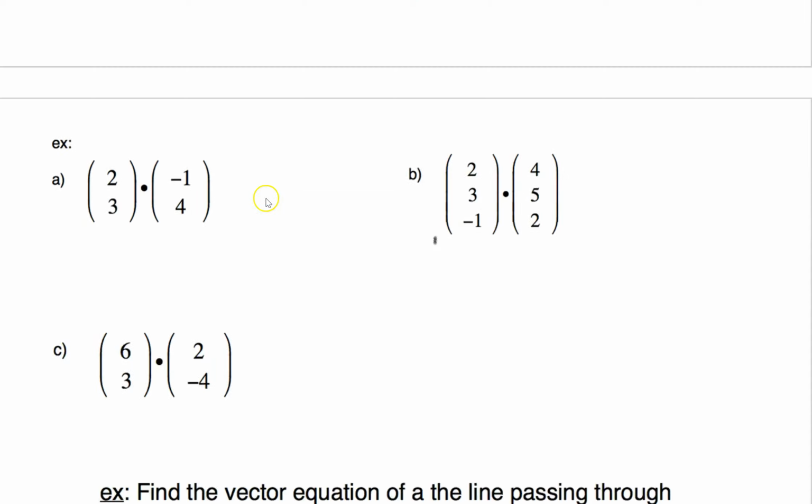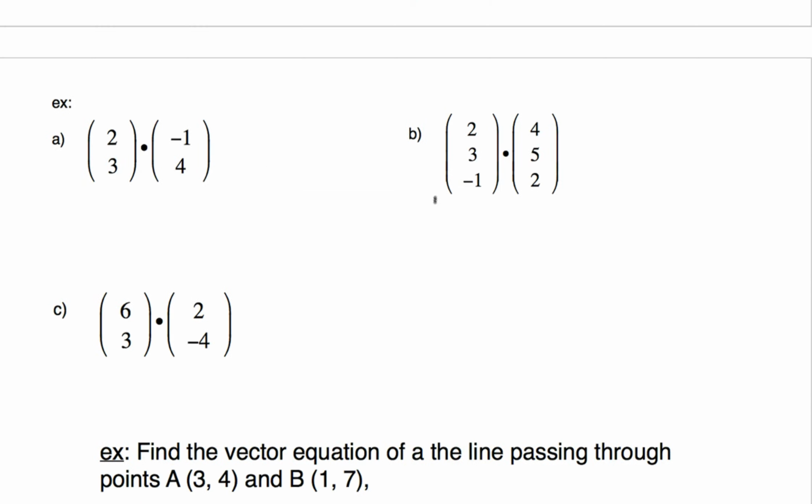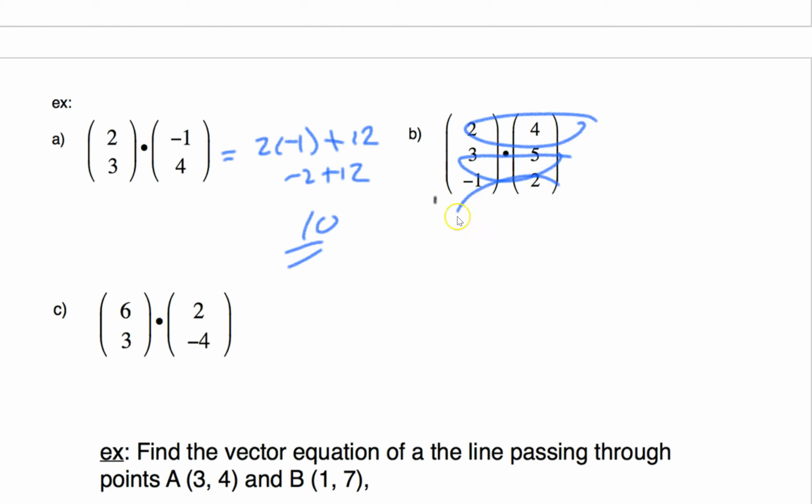Okay, almost done. A couple quick things here. I might skip some of these. Look, this is a dot product. Just to remind you, the way you do it, you multiply the matching parts, plus multiply the bottom matching parts. So -2 plus 12 is 10. Same thing if you have 3 of them, you just multiply across. 8 plus 15 plus -2, add them all up, and I get 21.